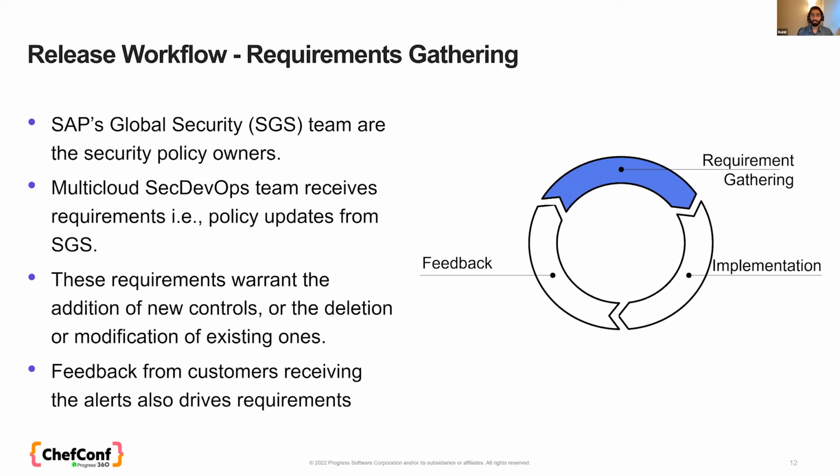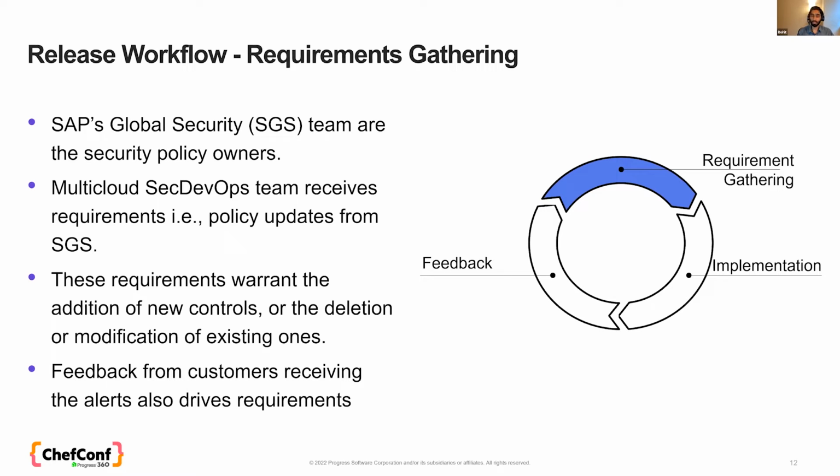The deactivation of controls can depend on the feedback we receive, or if a certain industry standard has changed, or a certain change has occurred at the cloud provider level. That warrants deactivating the controls as well. The feedback from the customers essentially gets converted into a requirement again, and that ultimately drives us into the requirement gathering phase.